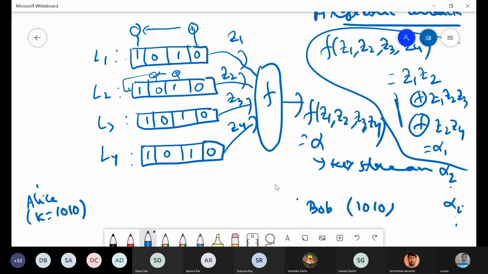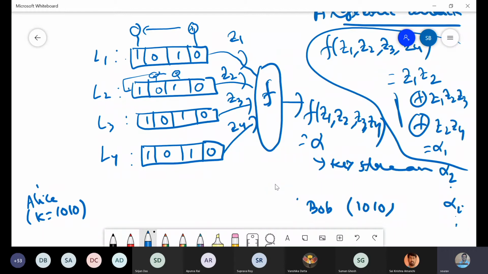So this is our key stream generator. We are using the underlying LFSRs, but we are making the key stream nonlinear. The nonlinearity is introduced by this function f. f is a Boolean function.